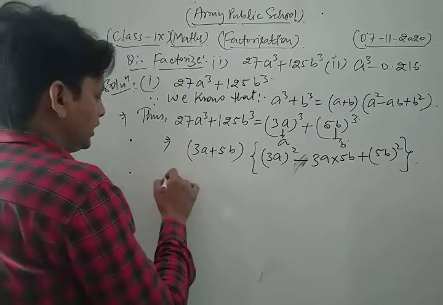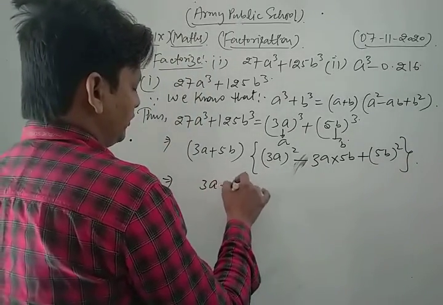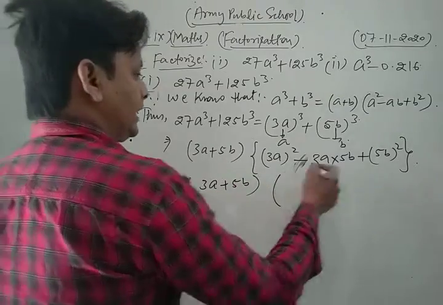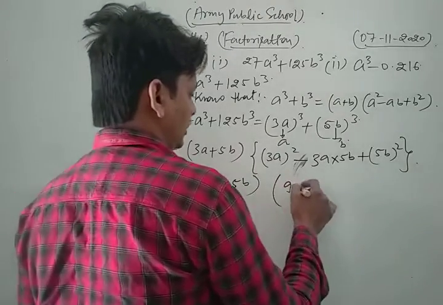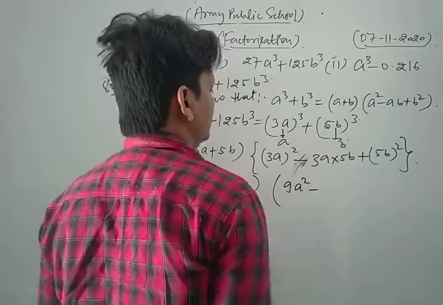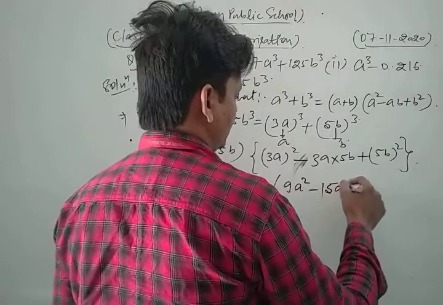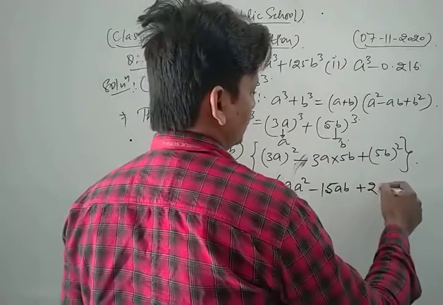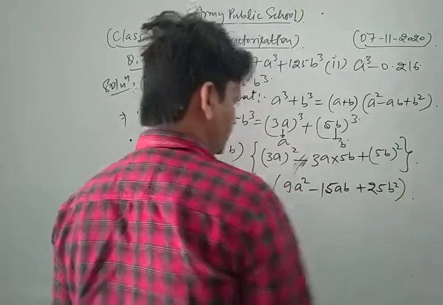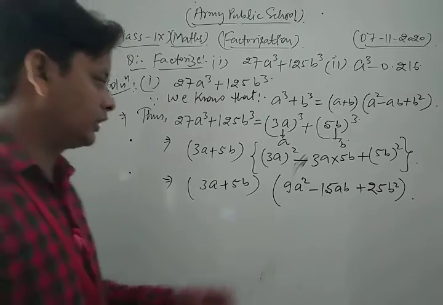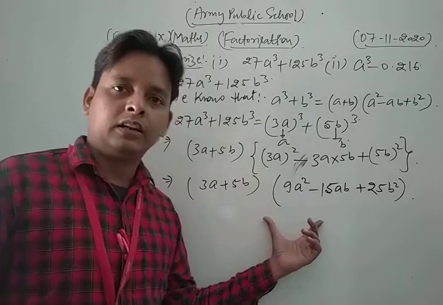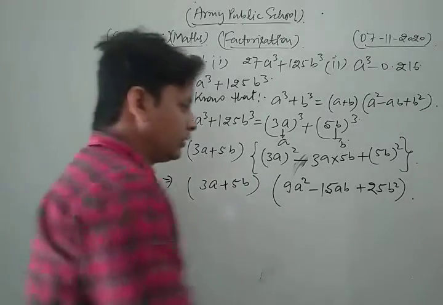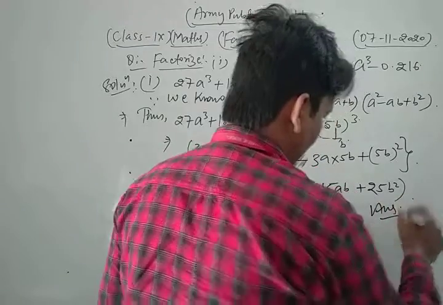Okay, now let's see. Now we simplify it. We get (3a + 5b) in one bracket, and in another bracket 9a² − 3 × 5 which is 15ab, plus 5 × 5 which is 25b². Thus, in this way, this is our final solution of the given question. So this is our complete answer.